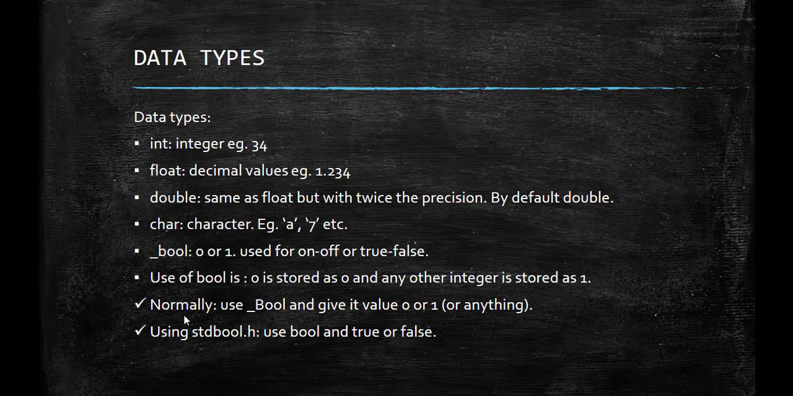And the second thing is, there are two ways in which you can use a Bool variable. First is by using the stdbool.h header file. In this case, you can use bool and true or false values instead of 0 for false and 1 for true. If you don't use this file, then you have to use int instead of bool and give it the value 0 or 1 instead of true or false. Let's see how it works.